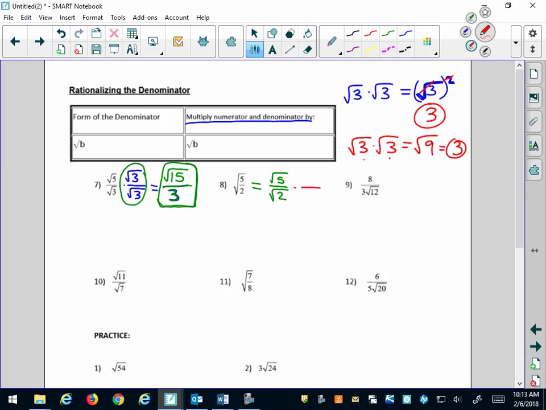Remember, we're going to multiply the top and bottom by whatever the radical is in the denominator. So we're going to multiply the top and bottom by the square root of 2. Multiply square root of 2 on the bottom, multiply square root of 2 on the top. Again, on the bottom, square root of 2 times the square root of 2 is just 2. And on the top, the square root of 5 times the square root of 2 is the square root of 10. So that's our final answer.